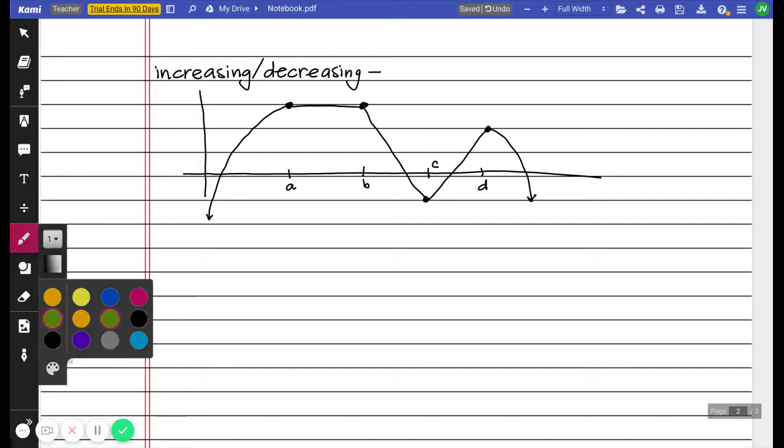Okay? So if I read my graph left to right, if I put a person on the left side of the graph and ask them to walk to the right side of the graph, following the graph, right? So if I put a cute little person right here and ask them to follow the graph, right now they would be climbing uphill. Our graph from 0 to A is increasing.